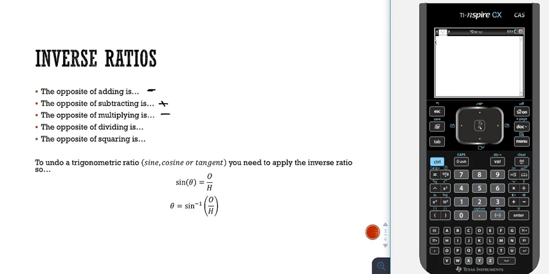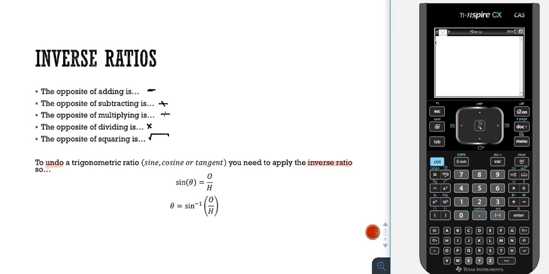So, the opposite of adding is subtracting, subtracting is adding, multiplying is dividing, dividing is multiplying, and squaring is taking the square root. So to undo a trigonometric ratio, which is just another operation, you need to apply something called the inverse ratio.